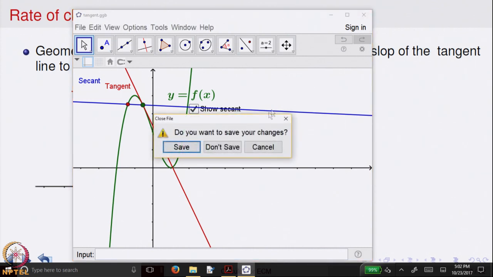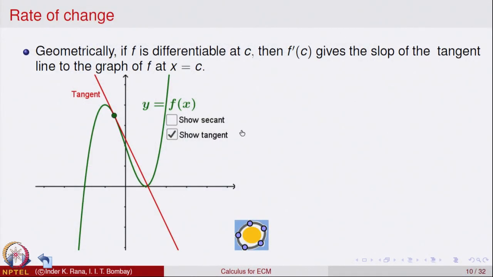So, geometrically, if f is differentiable at a point, then f dash of c gives the slope of the tangent to the graph of the function at this point C. We already know that the point is here. To draw the line, we have to only know the slope. The slope is given by the derivative of that function at that point if it exists.